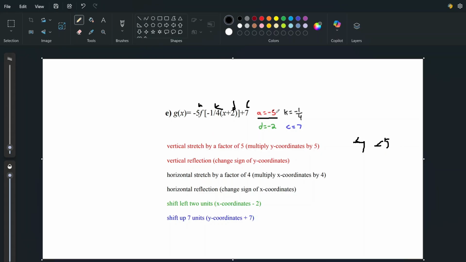The next one is the k. The k is also less than 0, so it's also reflected and it stretches by a factor of 4. So it's x, you multiply the x number by 4 again.